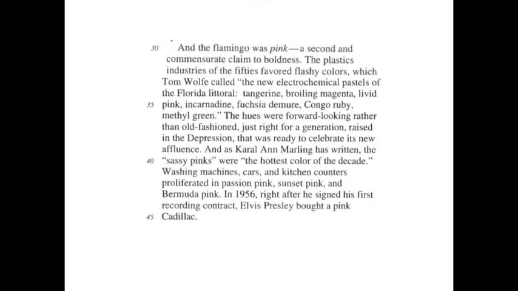Next, Price discusses the color pink, a second and commensurate claim to boldness. Again, this adjective of bold has been repeated multiple times as something that is associated with the pink flamingo, but now we realize that it's not necessarily good. Bold is not necessarily desirable, but it is what is being desired by the American people, but she's questioning this obsession with boldness, and then she goes on, and again, looking for this repetition in phrases, in letters, and words.